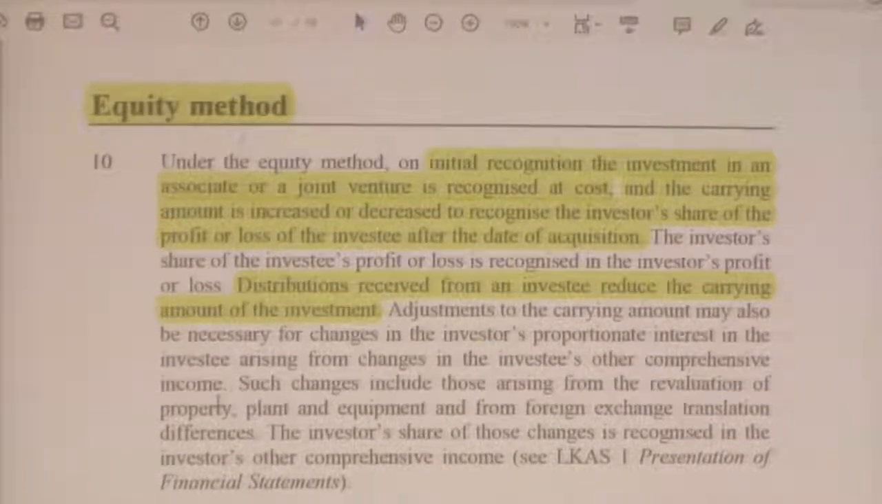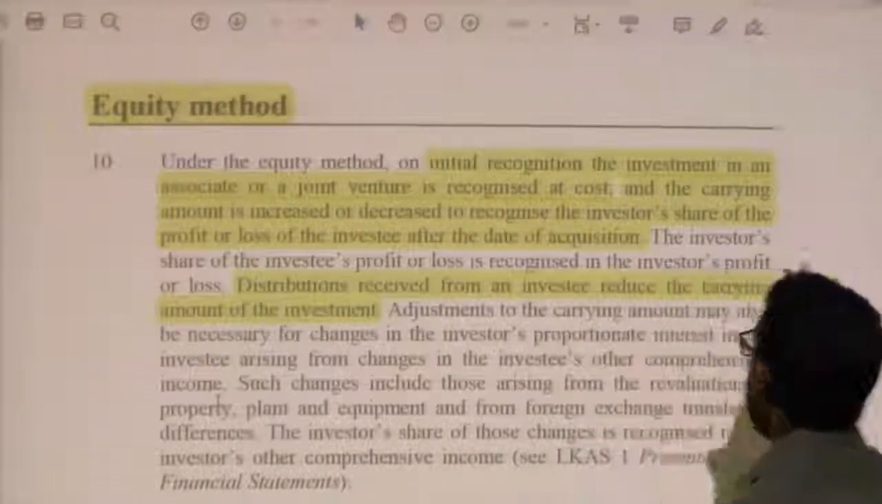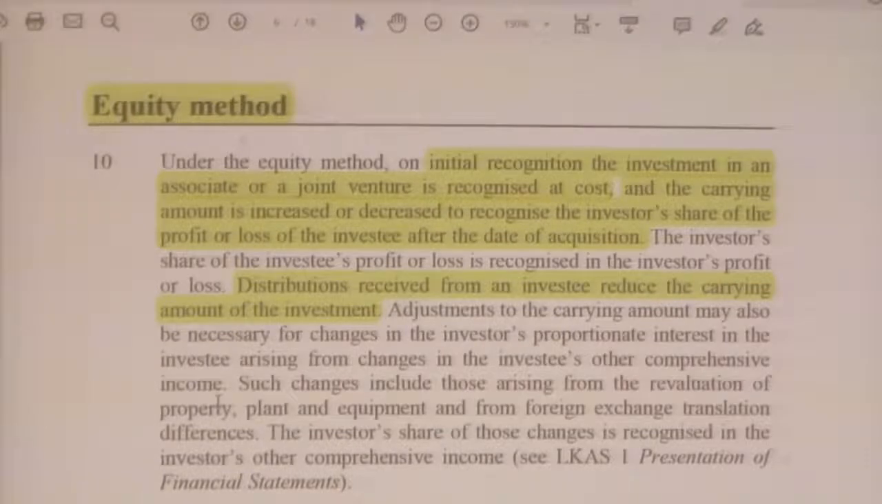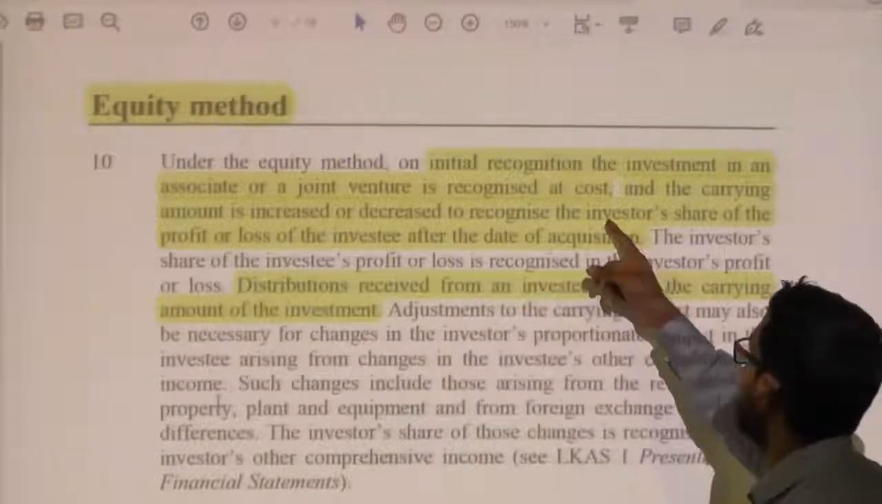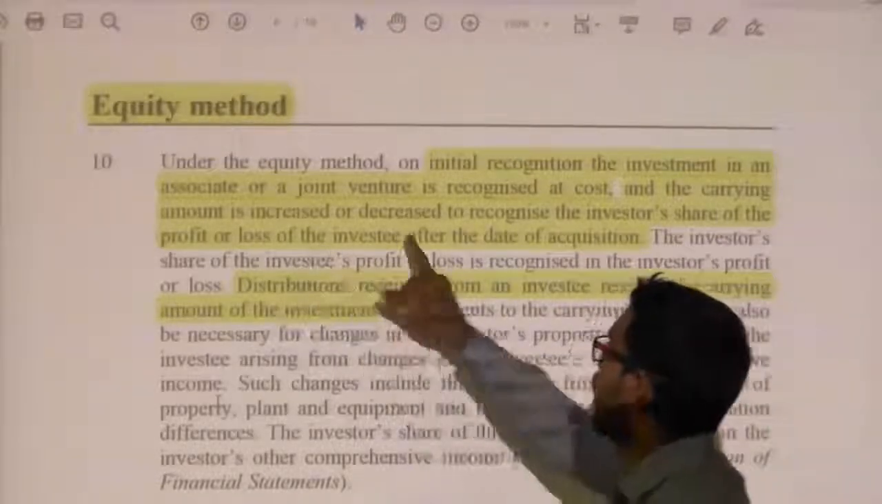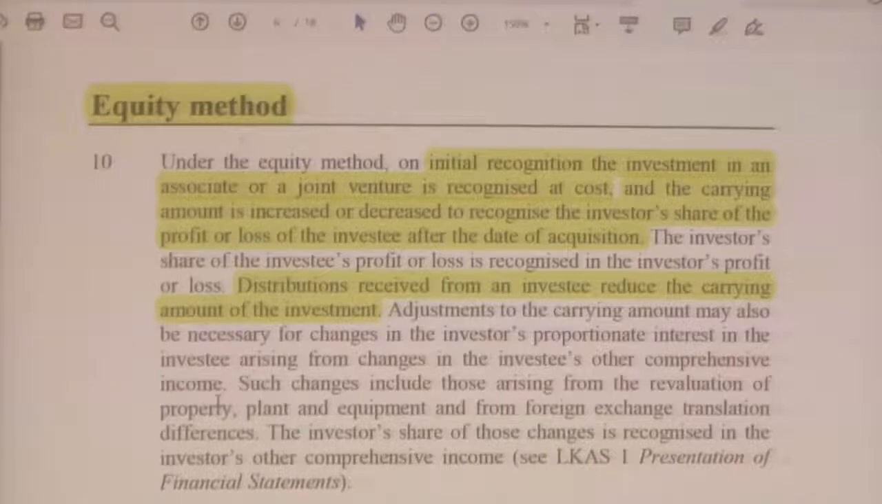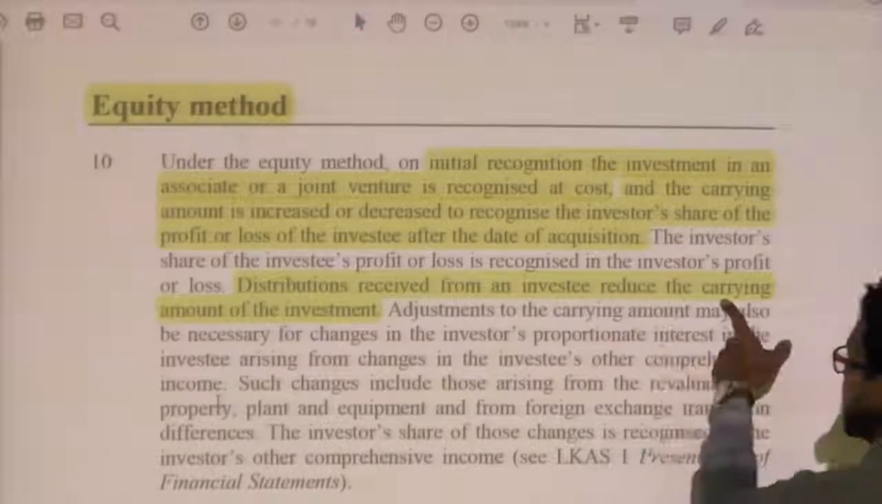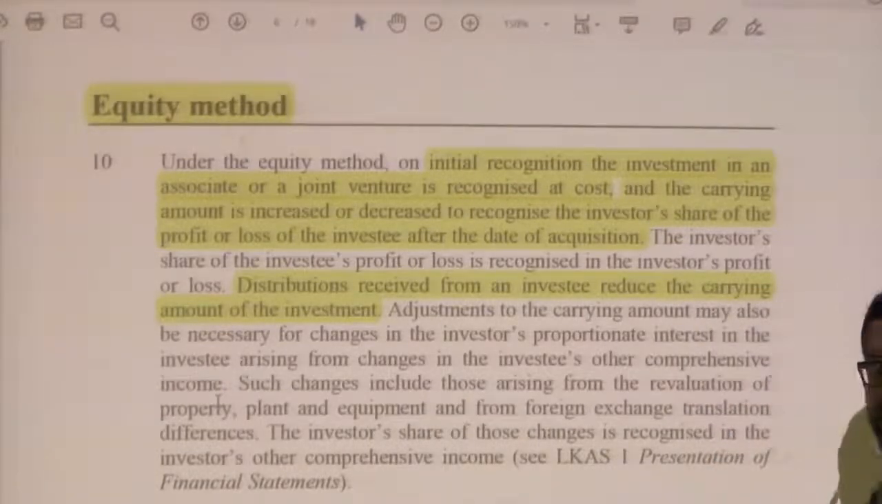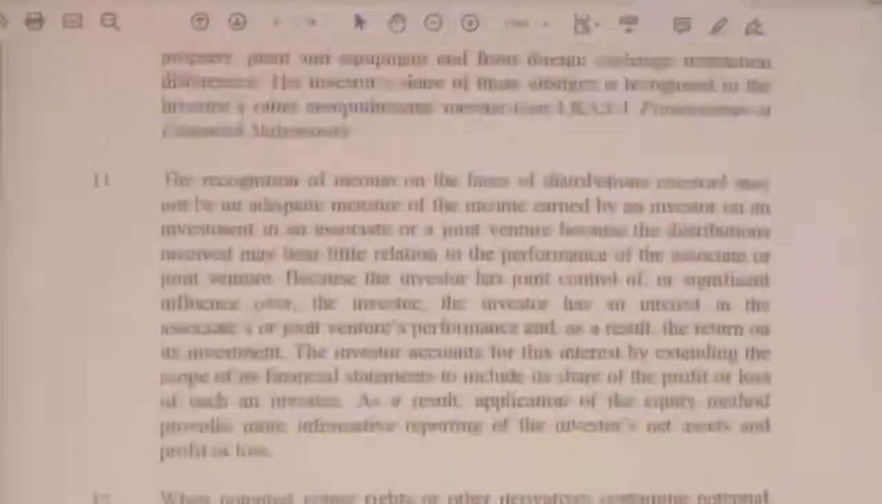Under the equity method, on initial recognition, the investment in an associate or joint venture is recognized at cost. Initially you recognize at cost, and the carrying amount is increased or decreased to recognize the investor's share of profit or loss of the investee after the date of acquisition. Subsequently, at the end of each reporting period, you take what? Share of profit or loss of the investee after the date of acquisition. Share of profit you have to consider, right? Fine. Distributions received from the investee reduce the carrying amount of the investment. If you are receiving distributions, dividends, the carrying amount will be reduced, right? Fine. Equity method of accounting is that.